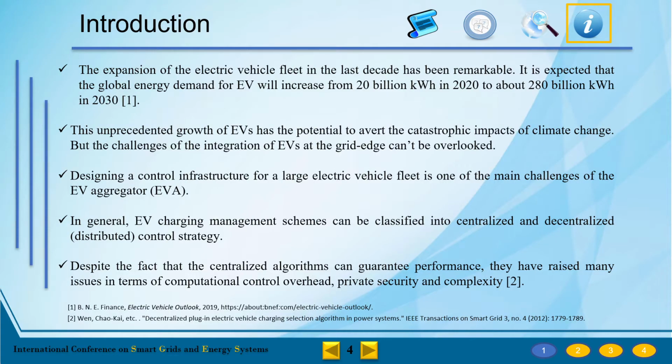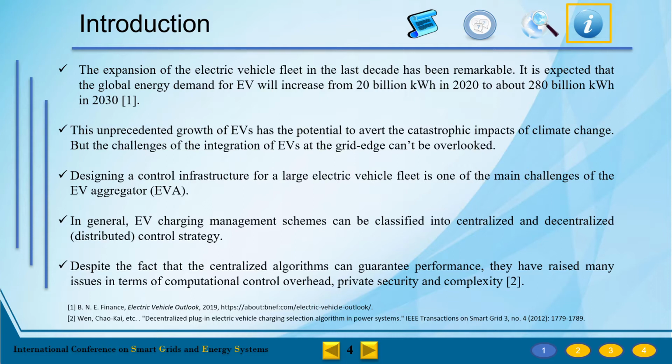The expansion of electric vehicle fleet in the last decade has been remarkable. It is expected that the global energy demand for EV will increase from 20 billion kilowatt-hours to about 280 billion kilowatt-hours in 2030. And this unprecedented growth of electric vehicles has the potential to avert a catastrophic impact on climate change, but the challenges of the EV integration cannot be overlooked.